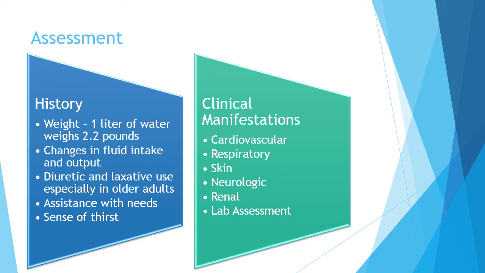Renal changes in dehydration affect urine volume and composition. Urine may become concentrated with a greater specific gravity. It may be dark in color and display a strong odor. Weight loss over a half pound per day is considered a fluid loss.